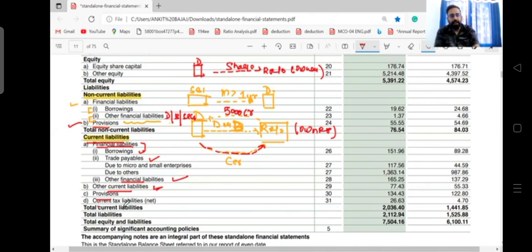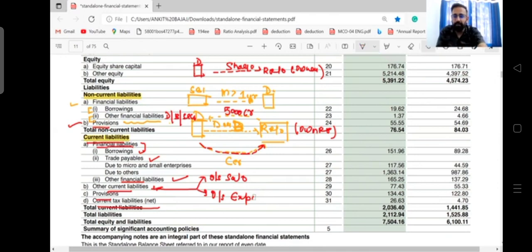Then you can see current tax liability, right? We will discuss tax liability in a coming session, but I will give you some detail. Whatever profit companies earn, on that profit the company will pay tax. If the company has not paid the tax yet, this is current tax liability. Other current liabilities can include outstanding salary if the company has not paid salary to employees, or outstanding expenses. Let's suppose electricity is due, but the company has not paid. Outstanding expenses will be shown on the current liability side.